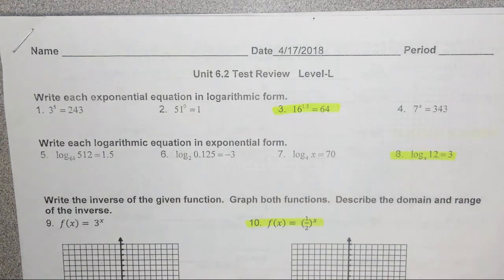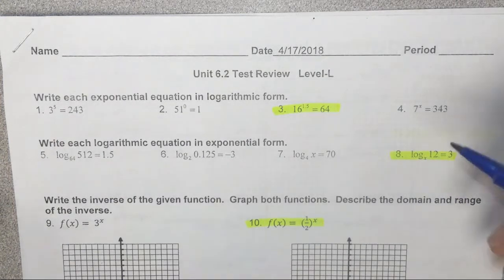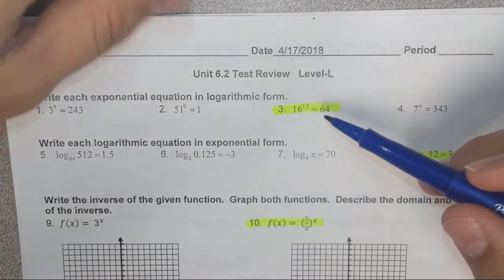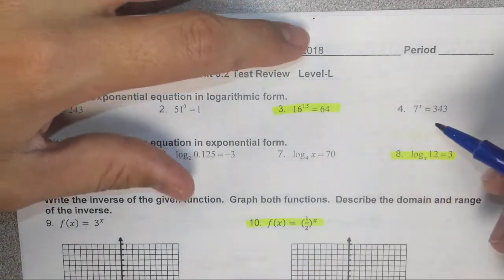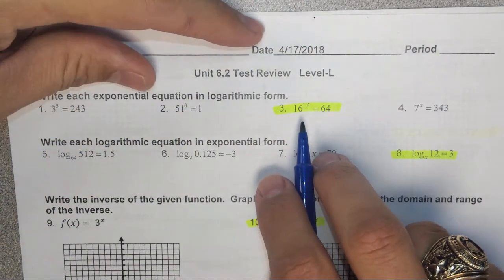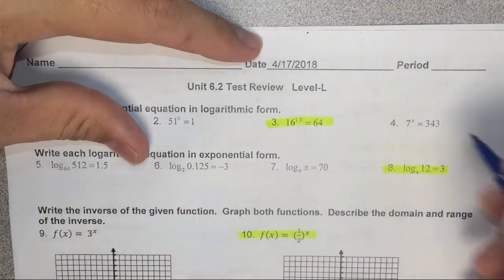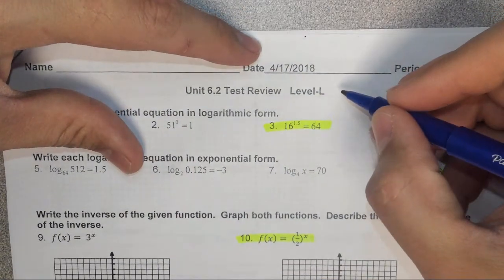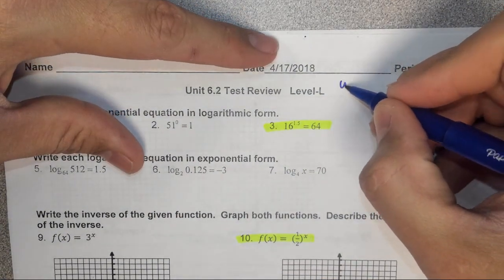Okay, here's the review for the test tomorrow over the logarithms. I've highlighted the ones I'm going to do. In the camera it looks like they're kind of hard to see, but you should have this paper already. First section, we're simply going to write these in logarithmic form. Here is the little conversion if you want to write it down for tomorrow.